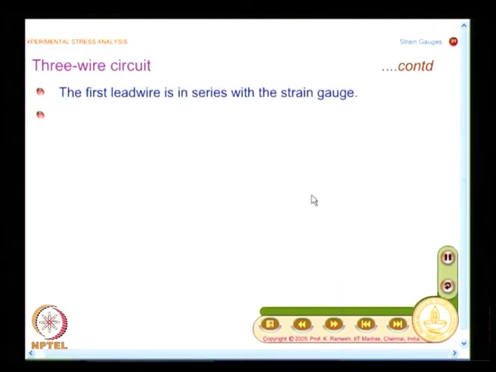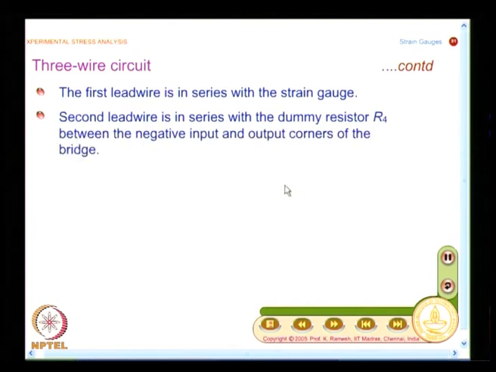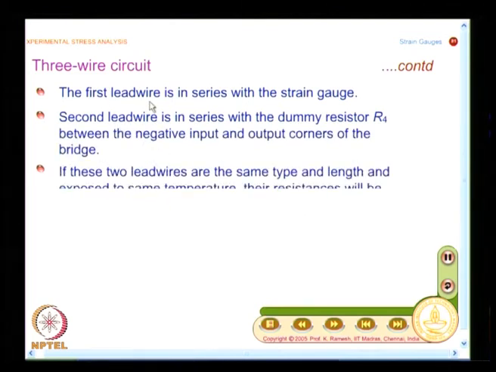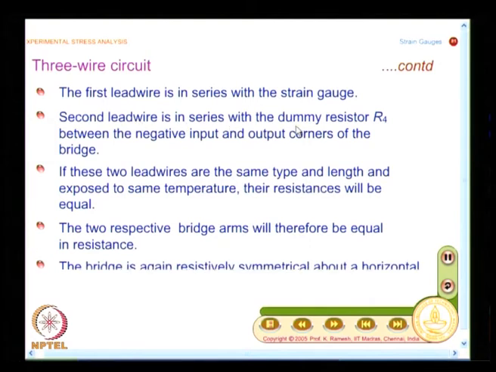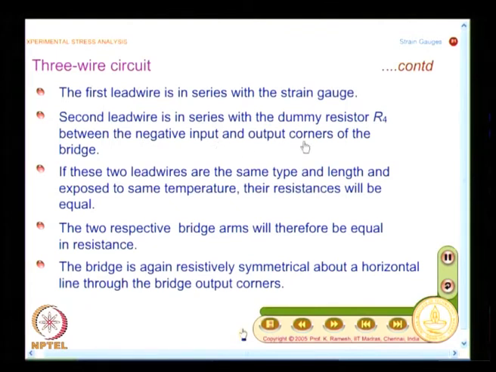And whatever I have said earlier is now summarized as points. The first lead wire is in series with the strain gauge. The second lead wire is in series with the dummy resistor R4 between the negative input and output corners of the bridge. So, I have lead wire on 2 different arms, and obviously, you are going to have these 2 lead wires of the same type and length and exposed to same temperature, the resistance will be equal.